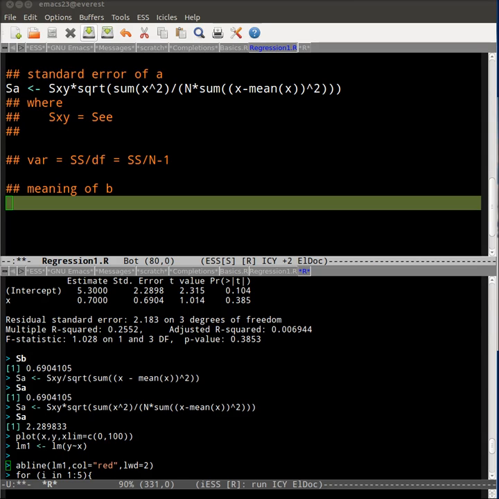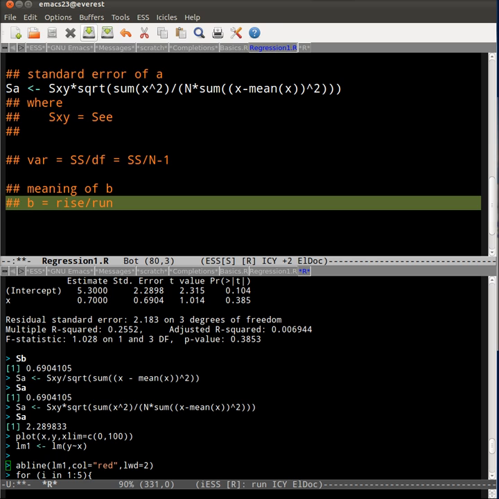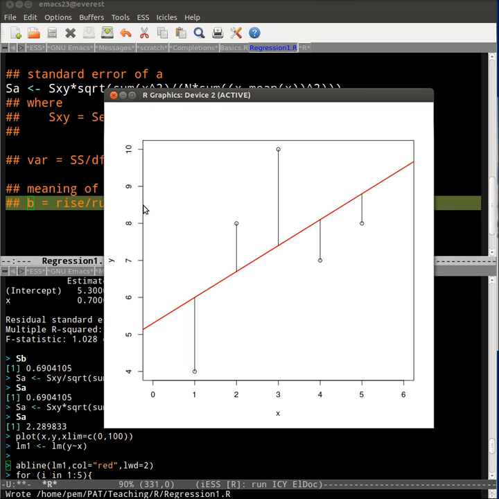All right, in our next video, I'm going to talk about the meaning of B. And B is the regression parameter that we calculated before. And remember that B is rise over run. And so I'm going to comment this out lest I keep that in and people think that it actually runs. So what does rise over run mean?